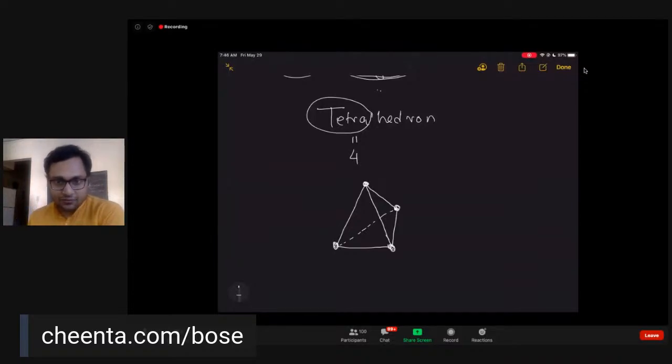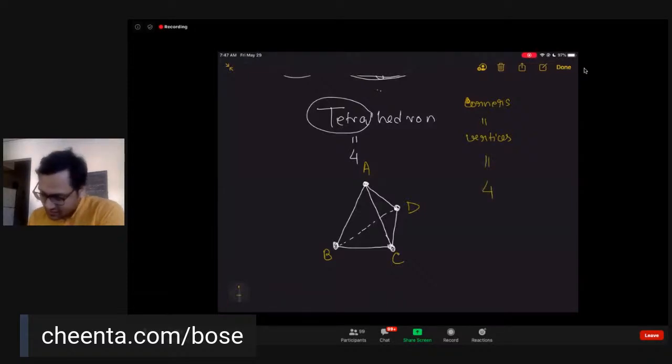Of course, there are four corners. Excellent. So A, B, C, D. There are four corners in the tetrahedron. So number of vertices. We often call the corners the vertices. Okay. So there are four vertices.